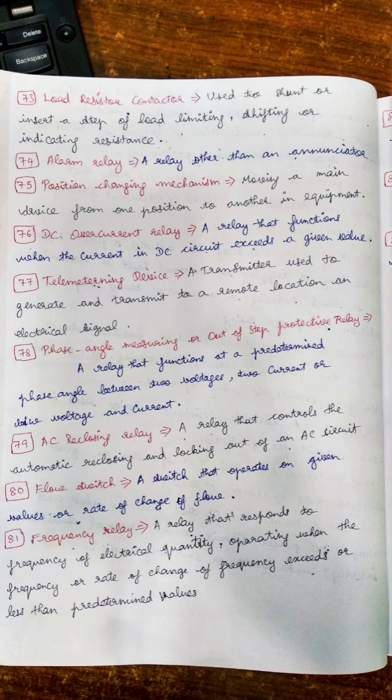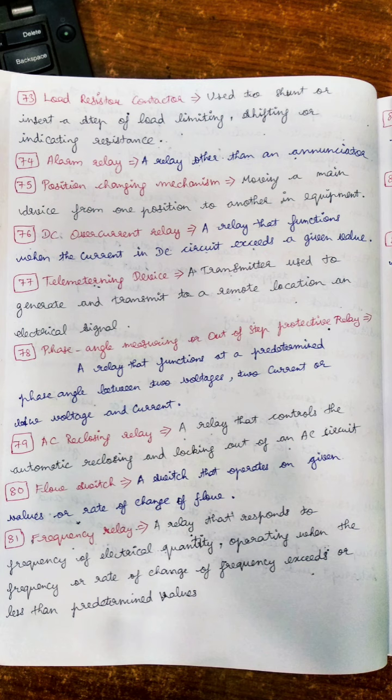Next is 76, DC overcurrent relay, a relay that functions when the current in a DC circuit exceeds a given value. Next is 77, telemetric device, a transmitter used to generate and transmit an electrical signal to a remote location.